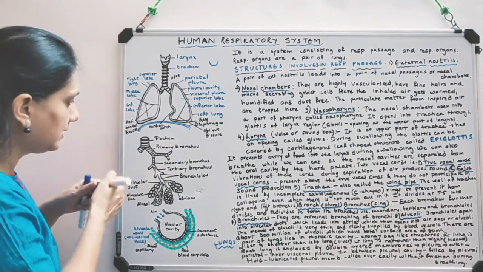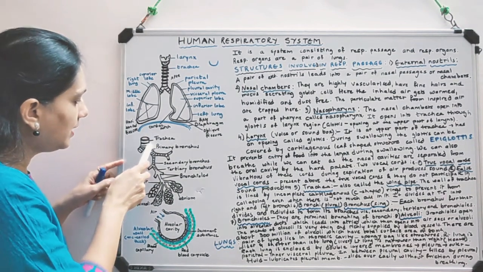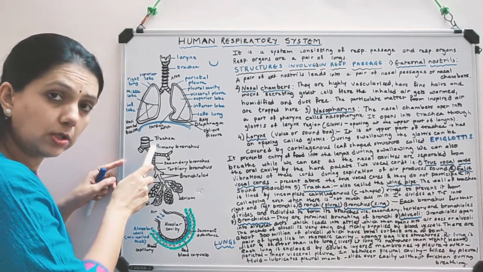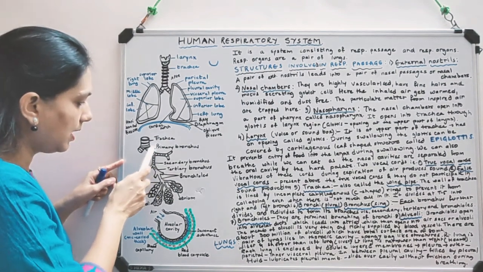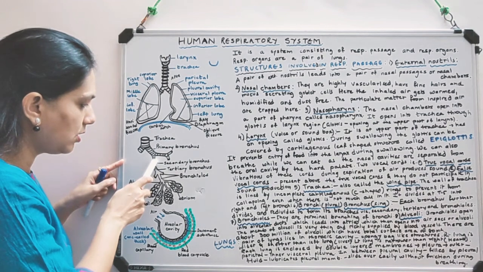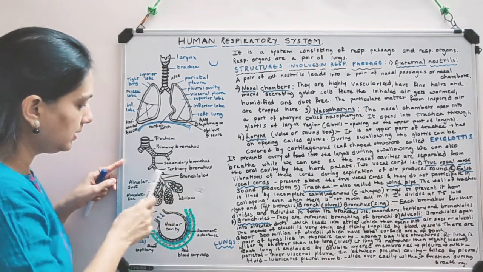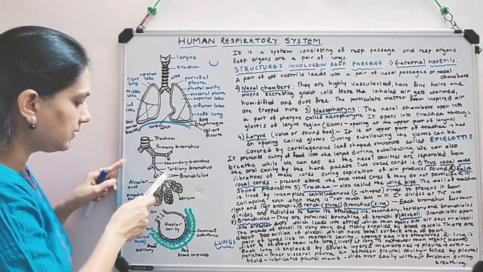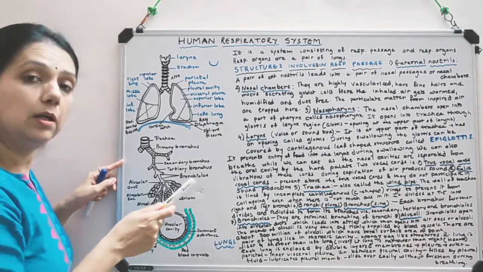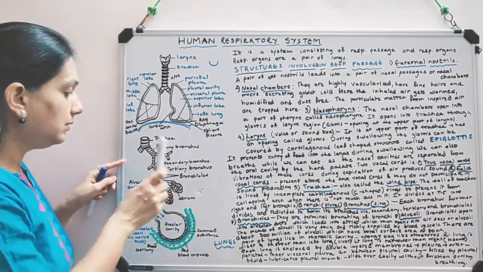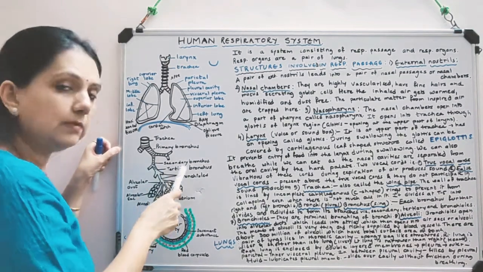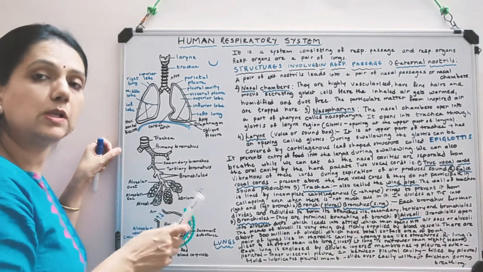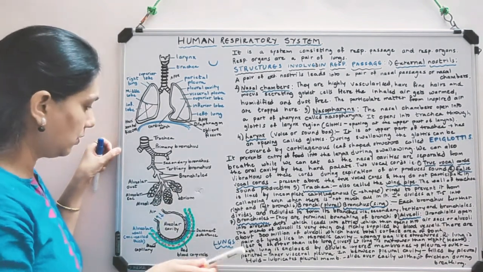I repeat once again. Trachea dividing, bifurcating into two. That is the primary bronchus. Primary bronchus is dividing. So that is the secondary bronchus. Secondary bronchus is dividing. That is the tertiary bronchus. And tertiary bronchus divides. Those are the bronchioles. And the last part at the end where the alveolus are attached, those are the terminal bronchioles.